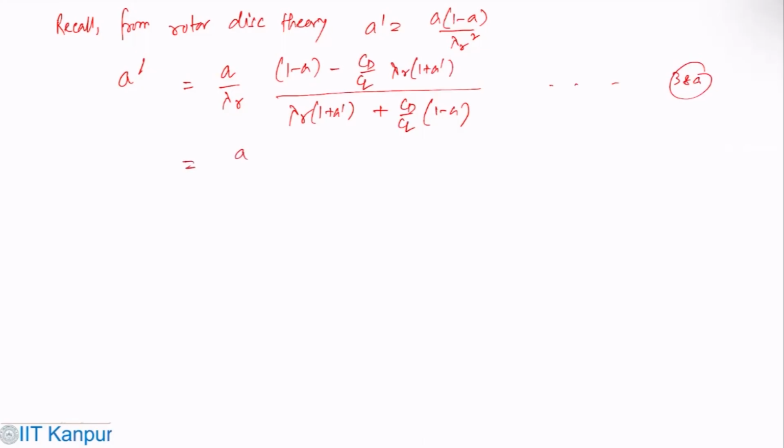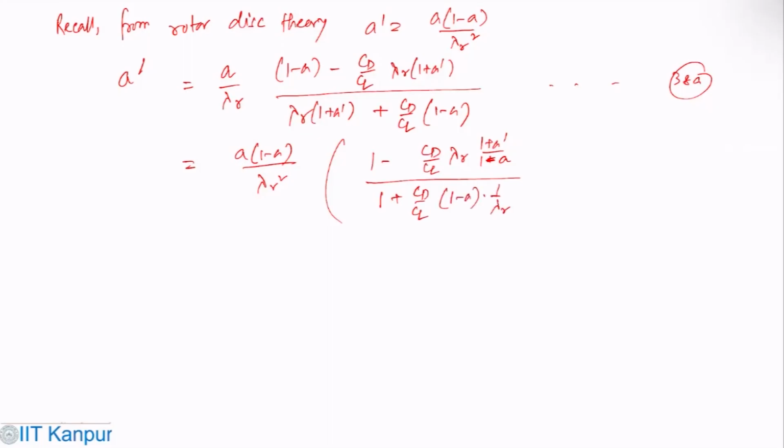So we can write A (1 minus A) by lambda r square equals (1 minus CD by CL lambda r (1 plus A prime) by (1 minus A)) times (1 plus CD by CL (1 minus A) by lambda r). So this is equation 38B.